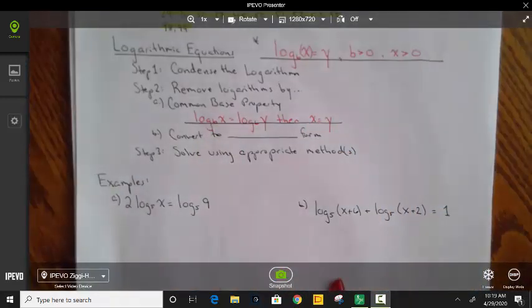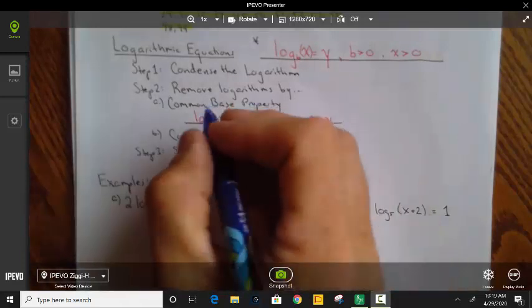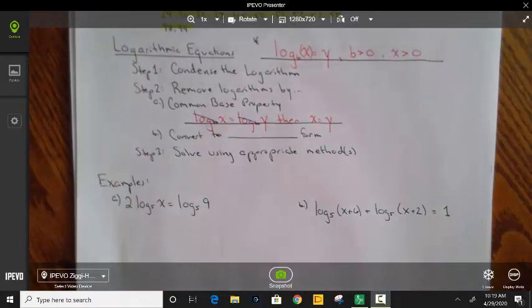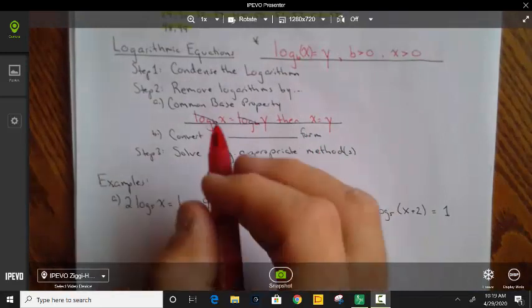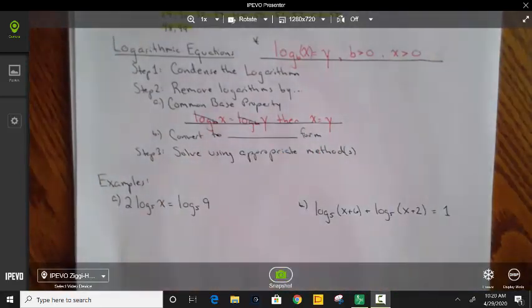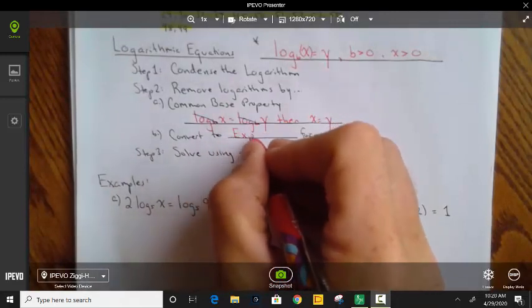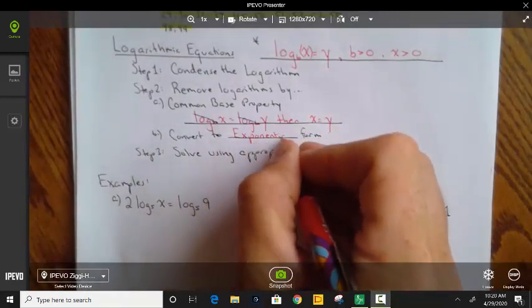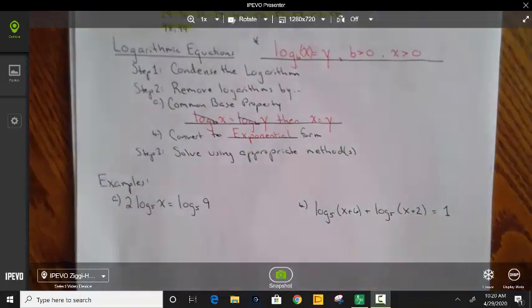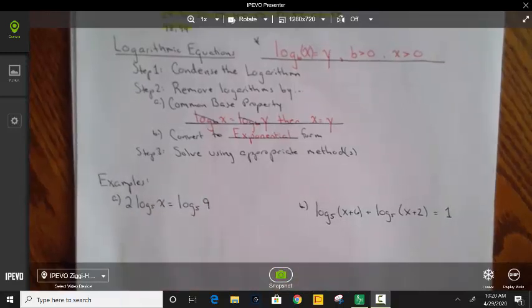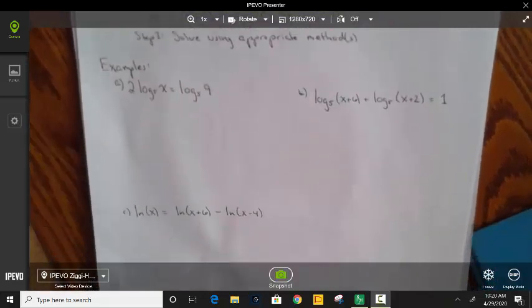This is very similar to the common base property for exponentials: if you have a logarithm with the same base, we can drop the logarithm, and what's inside the two logarithms must be equal. That works if you have a logarithm on both sides of the equation. If you don't, the other option is to convert to exponential form, and when we convert to exponential form, that will remove the logarithm. Then from there, we just finish solving it using whatever appropriate method or methods are needed. And I've got 3 examples here.